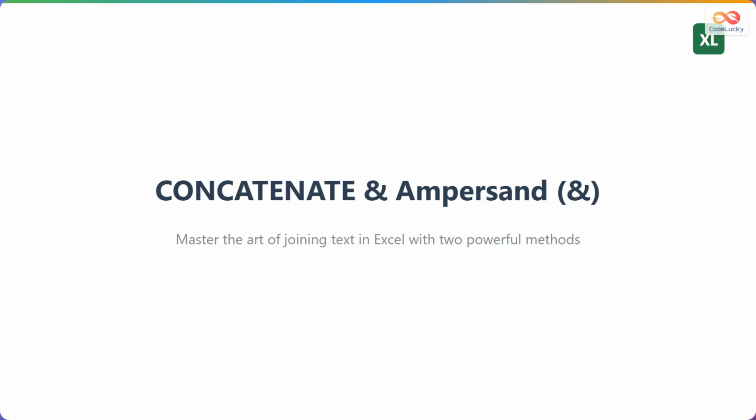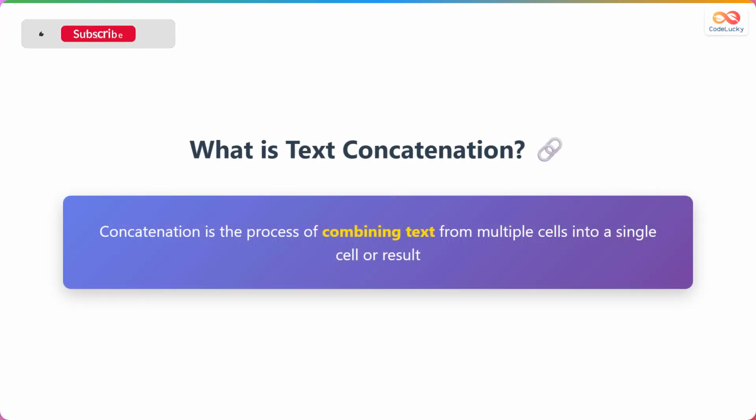In this video, you will learn how to master the art of joining text in Excel with two powerful methods, the concatenate function and the ampersand operator. Concatenation is the process of combining text from multiple cells into a single cell or result. It allows you to merge data from different parts of your spreadsheet into a cohesive string.